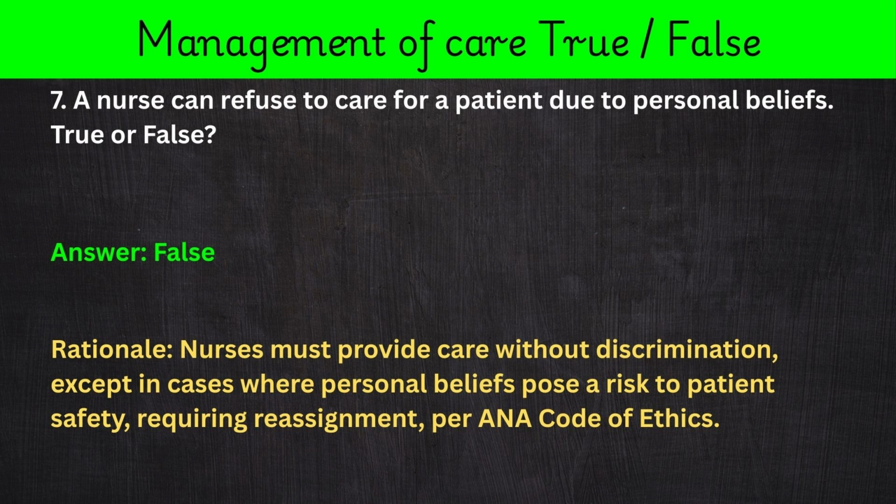7. A nurse can refuse to care for a patient due to personal beliefs. True or false? Answer: false. Rationale: nurses must provide care without discrimination, except in cases where personal beliefs pose a risk to patient safety, requiring reassignment, per ANA Code of Ethics.